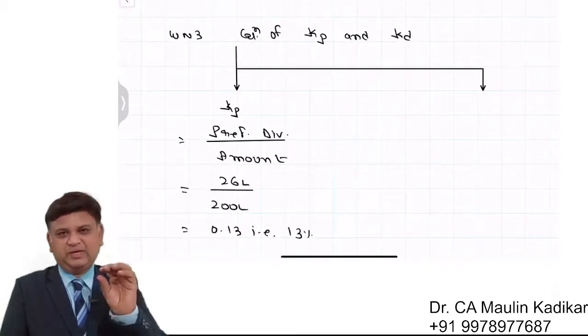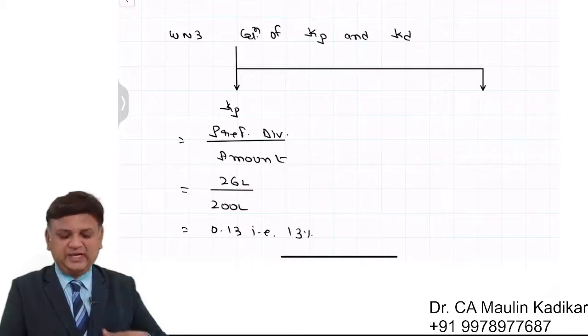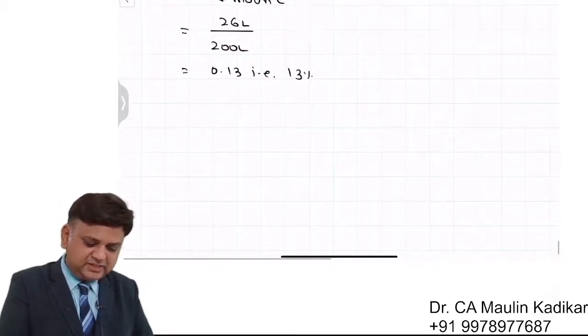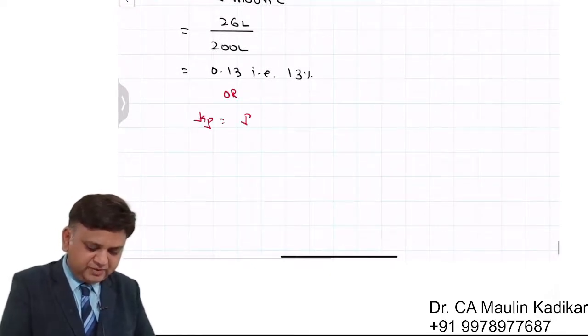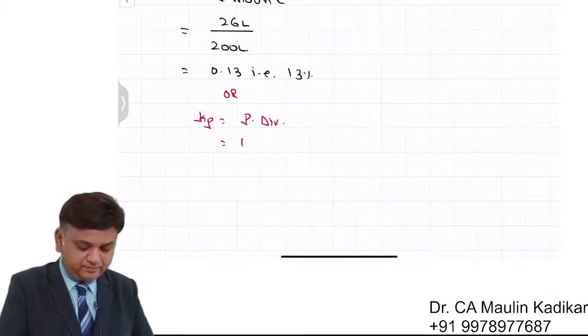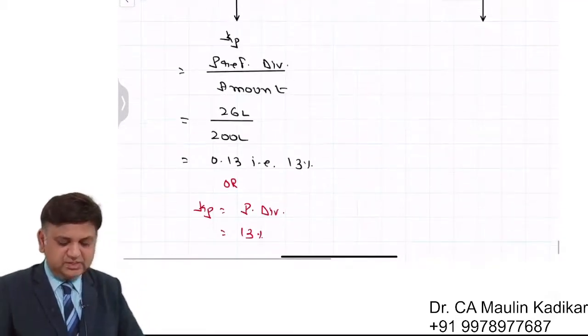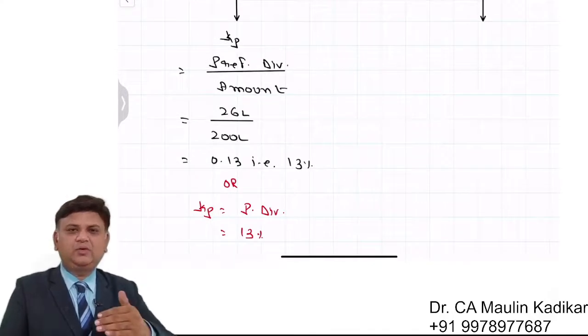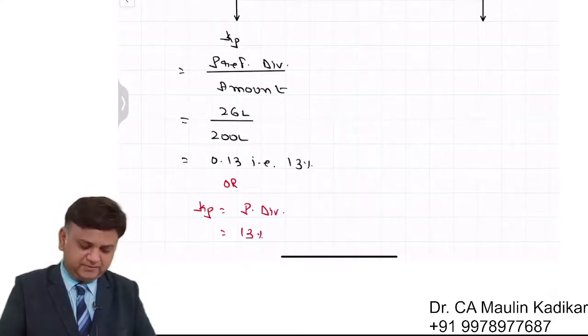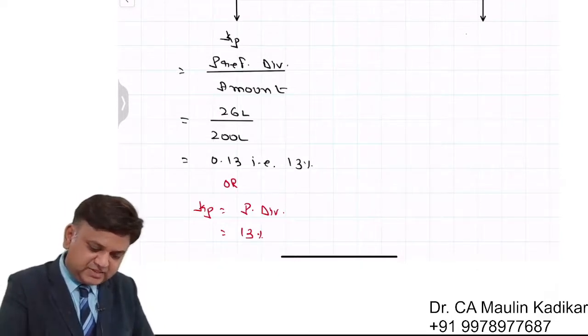Why do we compute? I'll just come to that point slightly after some calculations. Dear students, this answer can also be found as KP is equal to preference dividend. That's it. Why? Because there is no premium, no discount, no flotation cost. That is the reason. The next is the KD.